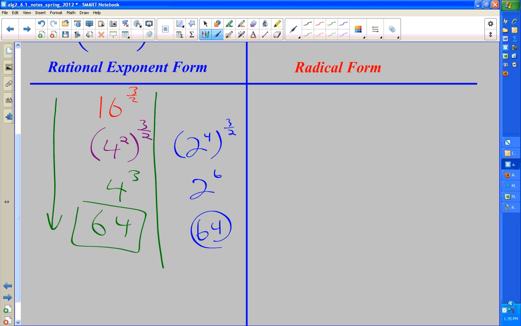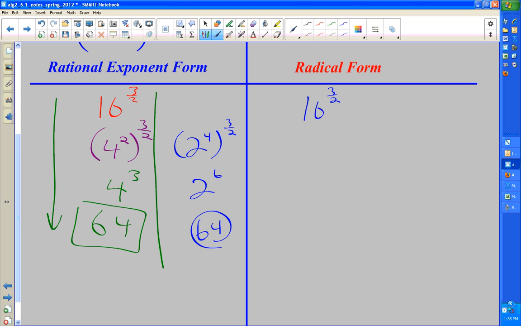You can't use a calculator for this. If you are, you're not giving yourself a chance to get better. Don't use a calculator. Nothing we've done so far needs a calculator. So, 16 to the 3 halves.